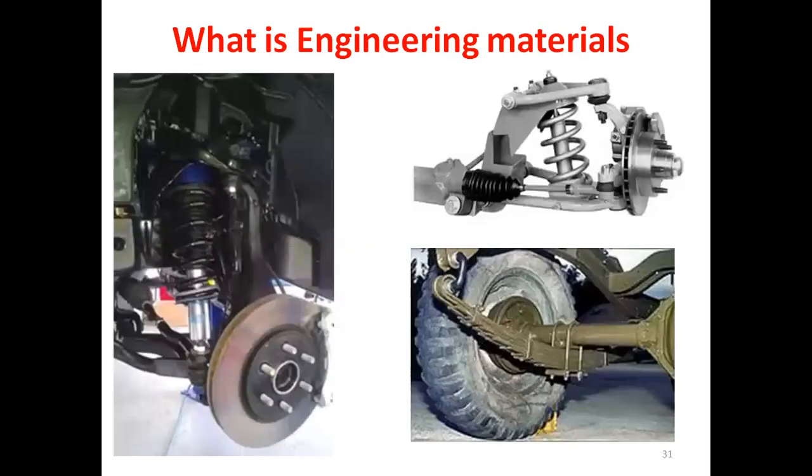If we look at the suspension system of an automobile, the spring is made of steel, the shock absorber is made of steel, this portion, the chassis, etc., are made of steel. This is actually the wheel, which is made of cast iron, etc. These are the leaf springs, which are actually made of steel. The tire is made of rubber, and this safeguard is made of rubber to protect it from the dusty environment, etc.